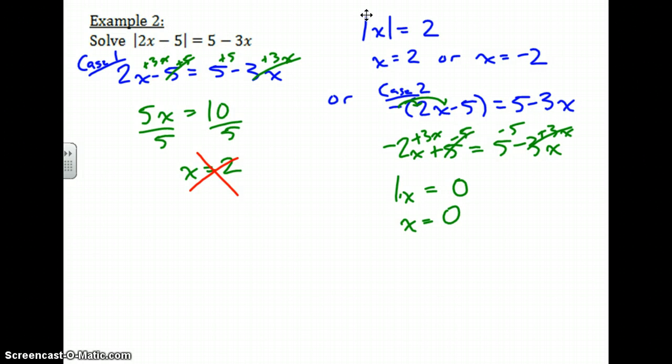Okay, this other one, we have x equals 0, we want to check that. So if x was 0, it would be 2 times 0 minus 5, which is negative 5, and the absolute value of negative 5 is 5. Is 5 equal to 5 take away 3 times 0? Yeah, it is. So that one works. Right, so it's important to do that verification because we didn't have any way of knowing that this x equals 2 here didn't work without checking it. Okay, so we get the one solution here of x equals 0.